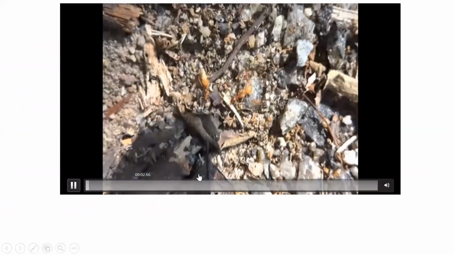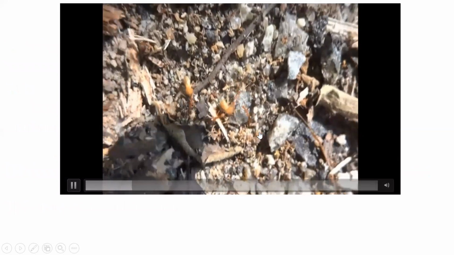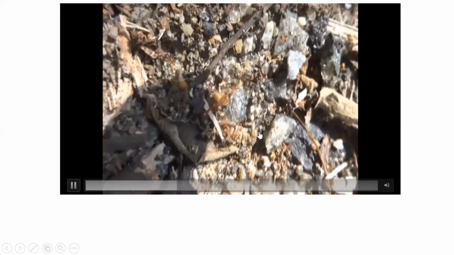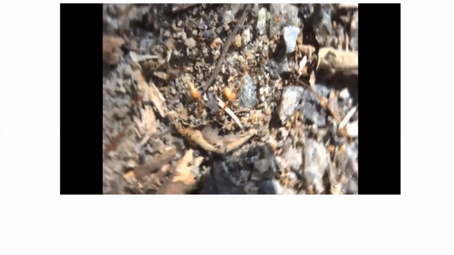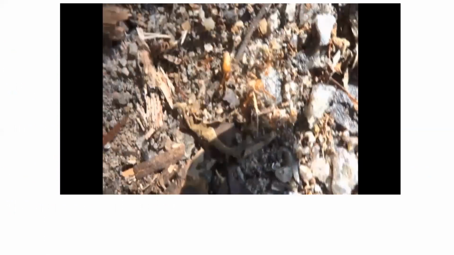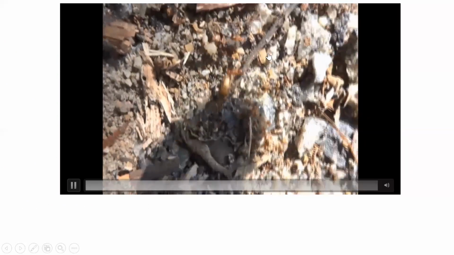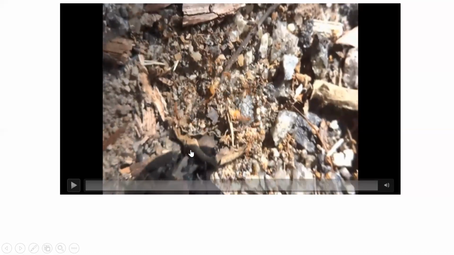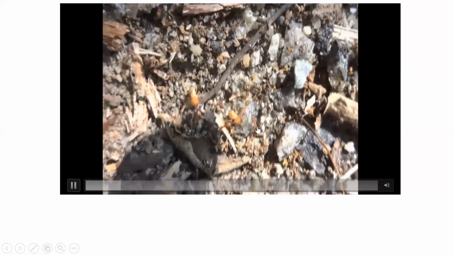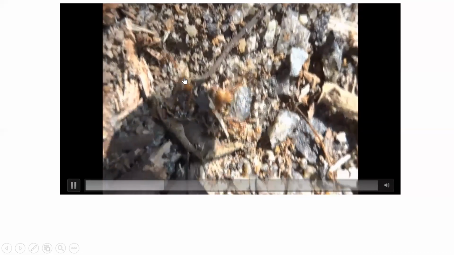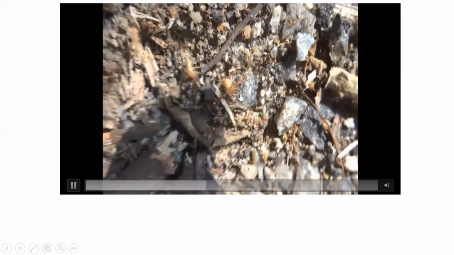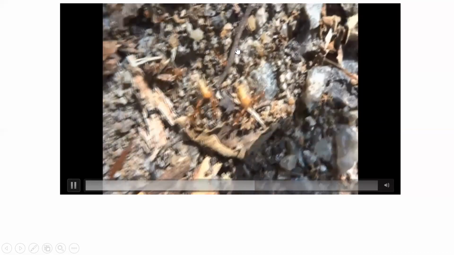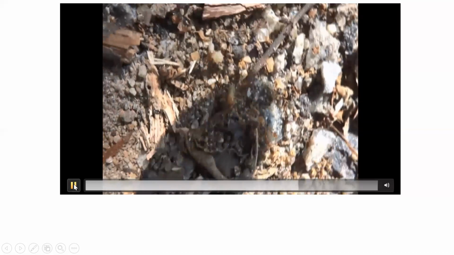So let me play this one and show you here. Ambelea, this is my recording. Ambelea, Anoplolepis, is attacking live termites. See, it's attacking live termites here and carrying them to the nest. Can I show you it again? See, these are termites. These whitish insects are termites. They are live, and these are Anoplolepis gracilipes.